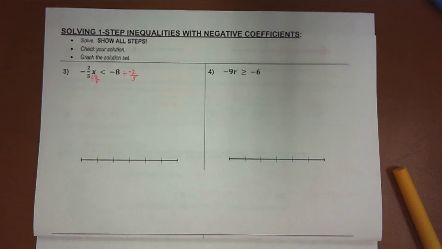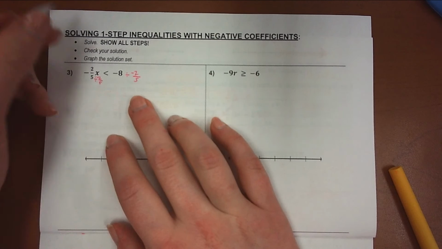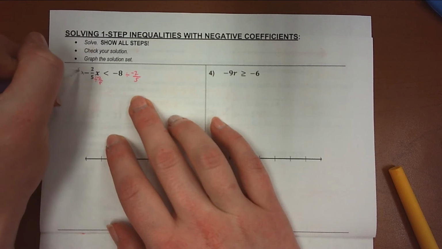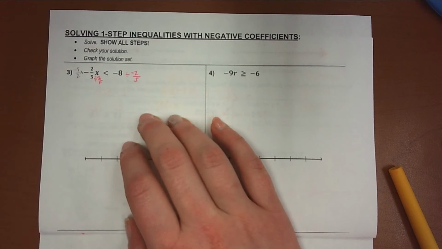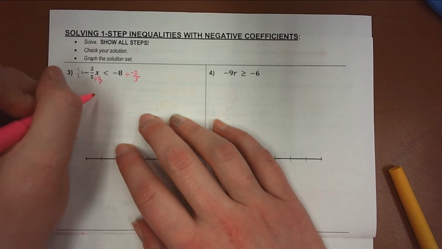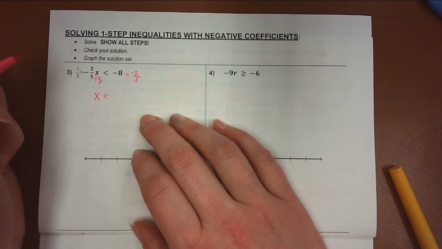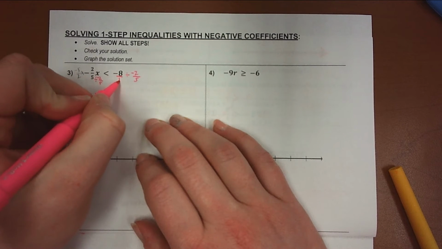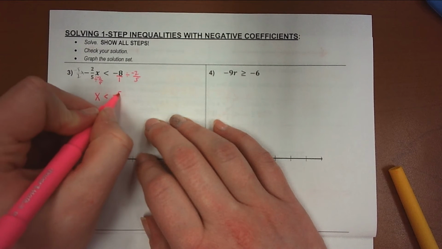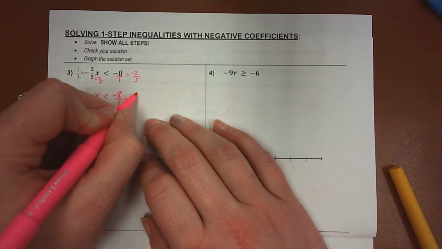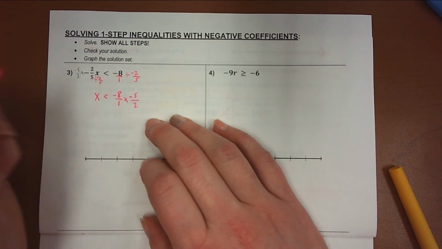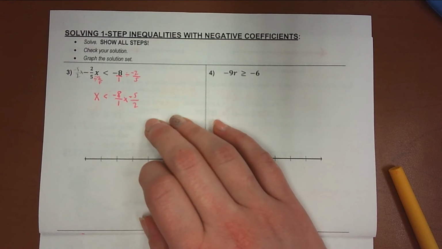Or you can recognize that this is the same thing. Dividing by negative 2/5 is the same thing as multiplying by the reciprocal. I don't care which one you do, just as long as you show it. So x is less than, in order to divide fractions, we keep, change, flip. So this is where, again, if you multiply by the reciprocal, I'm okay with it.